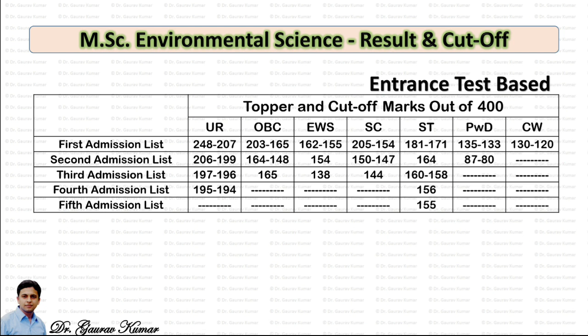And then there were PWD and CW candidate seats also, which ranged from 135 to 80 marks and 130 to 120 marks.